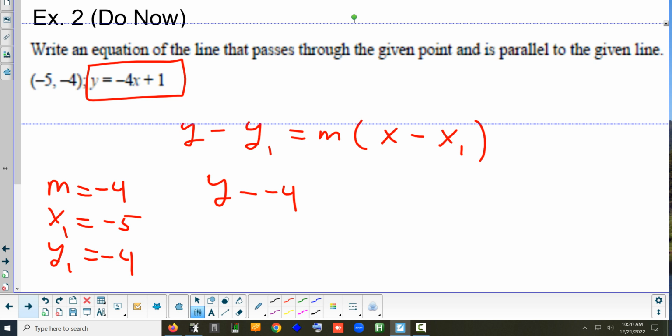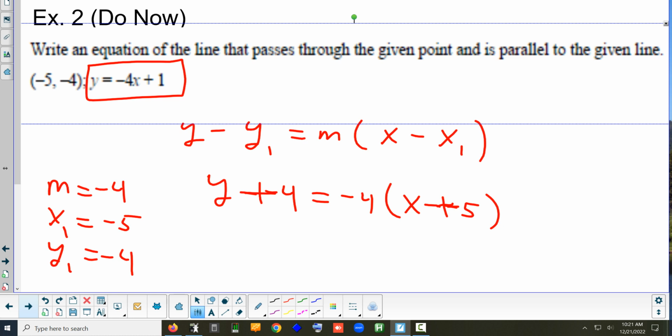Now just fill them in. So we're going to have y minus minus 4. Remember, minus a minus becomes a plus. Tirza, what's M in this case? Negative 4. We get that from the number in front of the X. And how about Joe, what's X1? Negative 5. Yeah, good. And remember, again, we have X minus negative 5. So that becomes a plus.